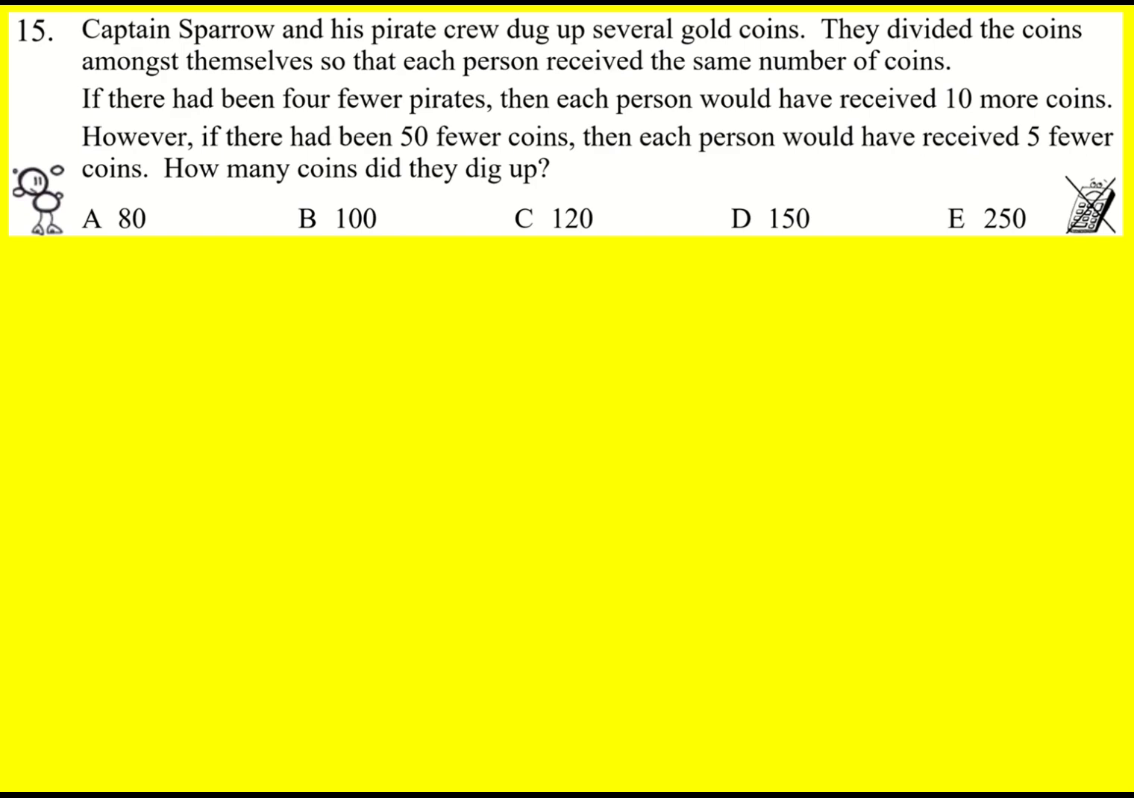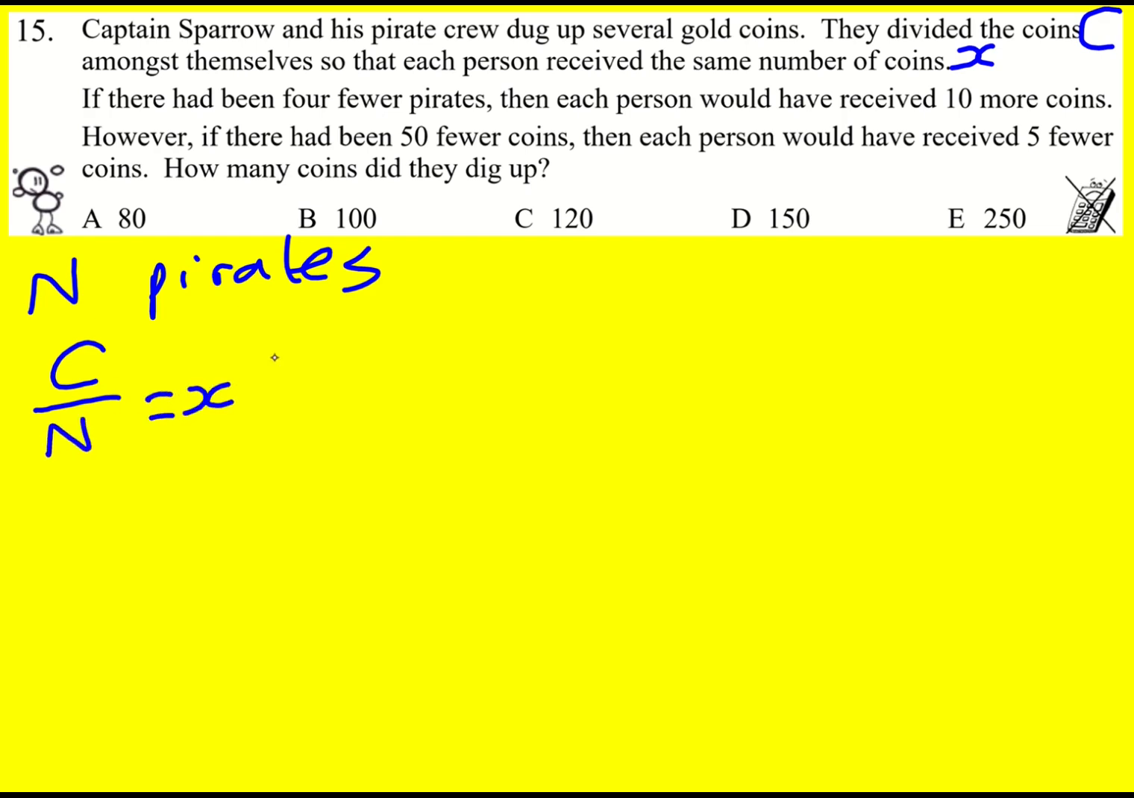I took this question quite steady and decided there are going to be capital C coins. Let's say there are n pirates, and each of them gets the same number of coins x, which means if we take the number of coins and divide by the number of pirates, that is going to be x. That is the first equation I can write down.